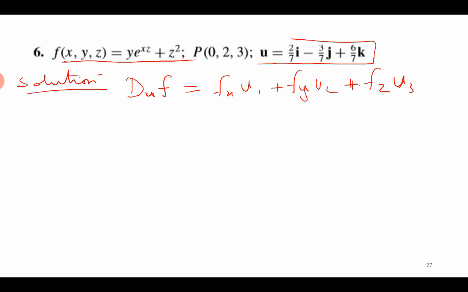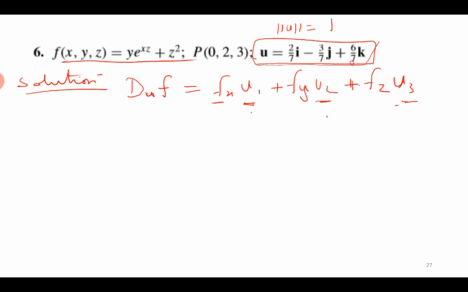We can verify it. You can find the norm of u and you will end up with 1. If it is a unit vector, then this formula is valid. If it is not a unit vector, we should convert it into a unit vector, right? But in this case it is a unit vector. Therefore I have the components u1, u2, u3 from this vector: 2 over 7, negative 3 over 7, 6 over 7, isn't it? So all these three components.